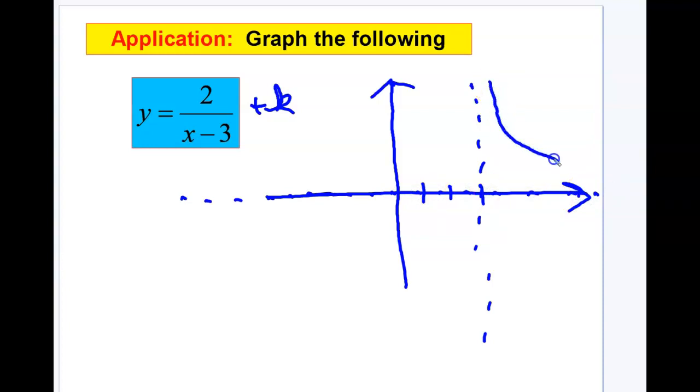If I sketch this in, I'd get one graph going here. I would get a y-intercept of negative 2/3, and my second part of my graph would come down something like this. So this would be a quick sketch of this function. And again, the value that makes the bottom 0 but not the top is going to be a vertical asymptote.